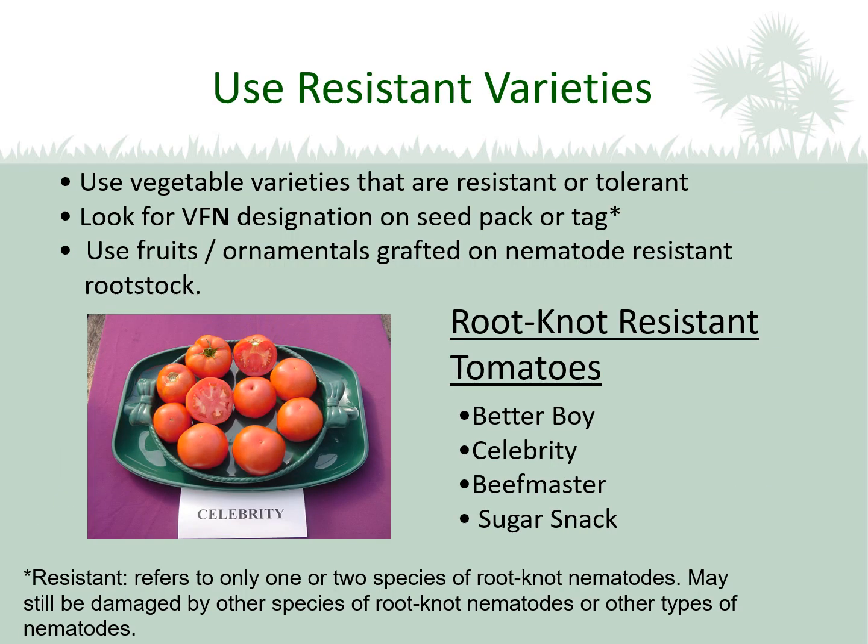You can use resistant varieties. There are vegetable varieties that are resistant or tolerant. And look for the VFN designation on the seed pack or the tag. And this is Verticillium wilt, Fusarium, and nematode. You can use fruits or ornamentals grafted on nematode-resistant rootstock. There are some nematode root knot resistant tomatoes listed here, but this only refers to 1 or 2 species of root knot nematodes. They could still be damaged by other species of root knot nematodes or other types of nematodes.